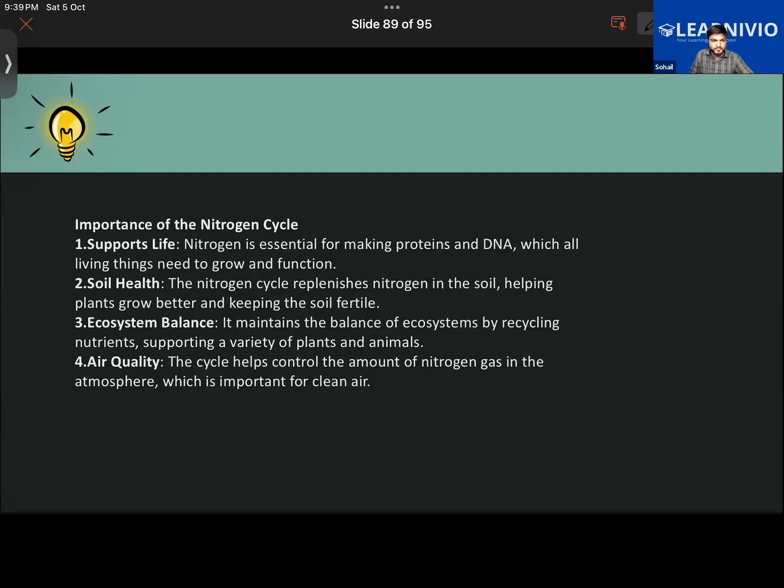Importance of the nitrogen cycle. It supports life. Nitrogen is essential for making proteins and DNA, which all living things need to grow and function. Soil health: the nitrogen cycle replenishes nitrogen in the soil, helping plants grow better and keeping the soil fertile. Ecosystem balance: it maintains the balance of ecosystems by recycling nutrients, supporting a variety of plants and animals. Air quality: the cycle helps control the amount of nitrogen gas in the atmosphere, which is important for clean air. Good. So it supports life.